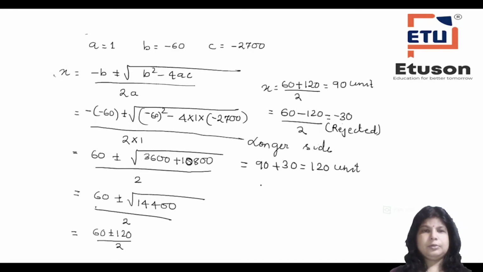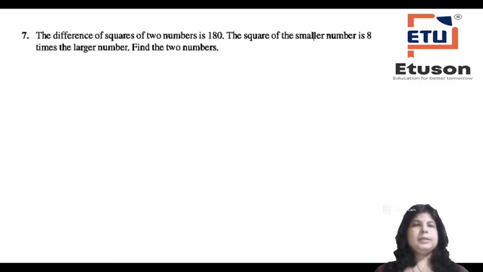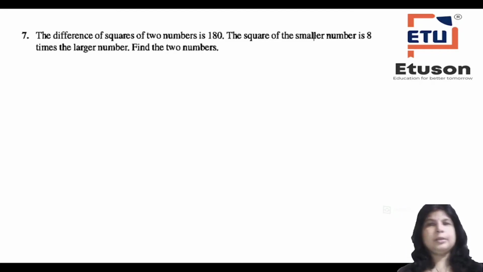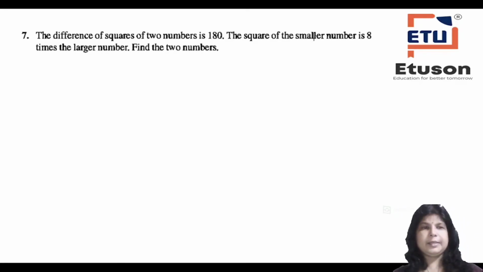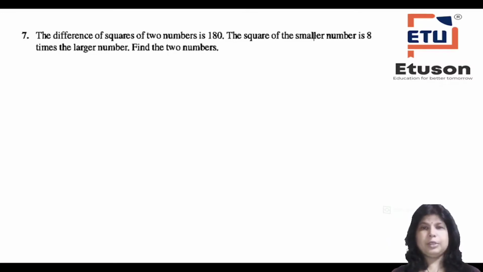So now let us go to the next problem. The difference of squares of two numbers is 180. The square of the smaller number is 8 times the larger number. Find the two numbers. Okay.